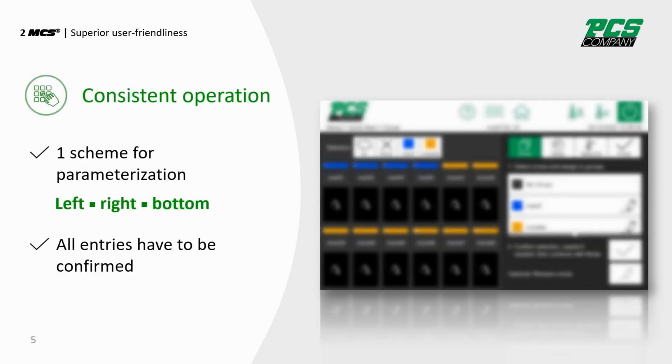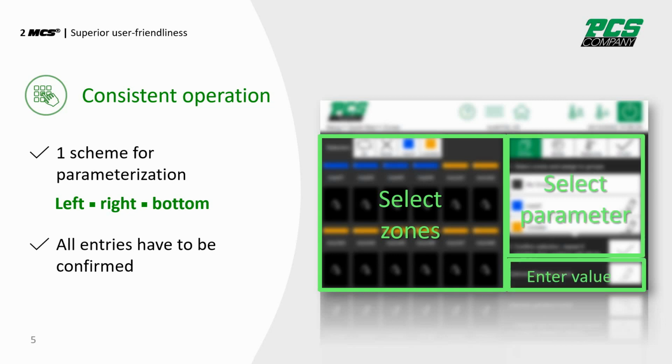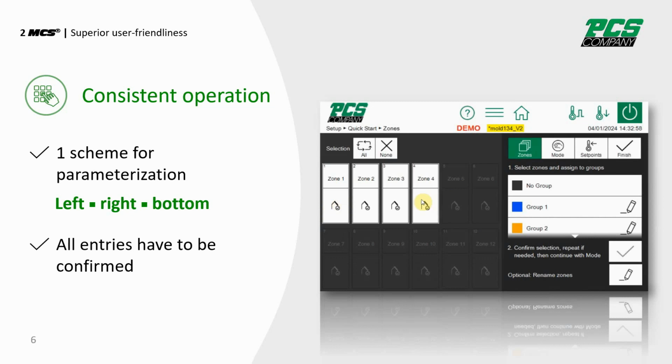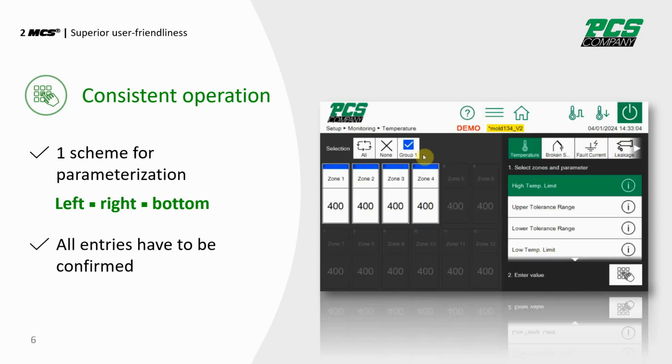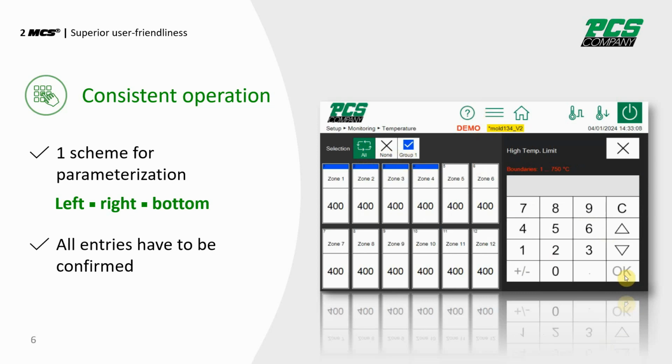Consistent operation. There is only one scheme for zone-dependent parameterization. First, select zones, then select the parameter, and then edit the value. For example, during the definition of groups, select zones, assign to group 1, and confirm. Or setting temperature limits, select zones, select parameter, and enter value.